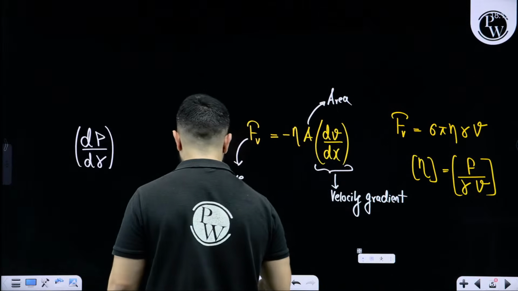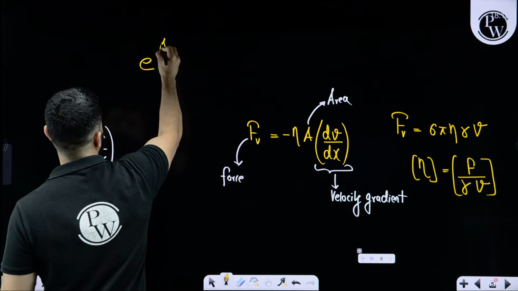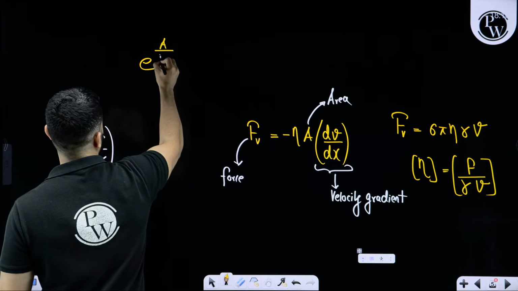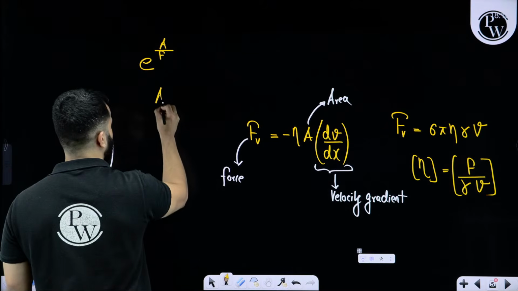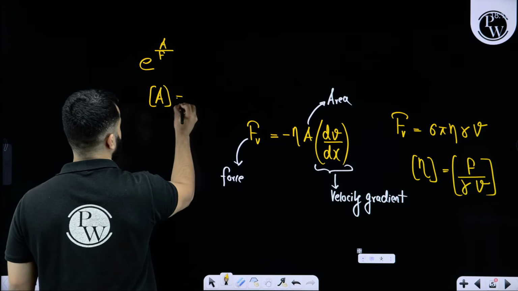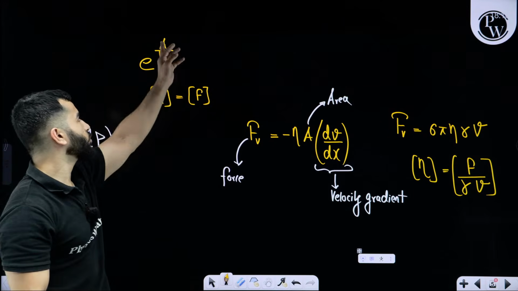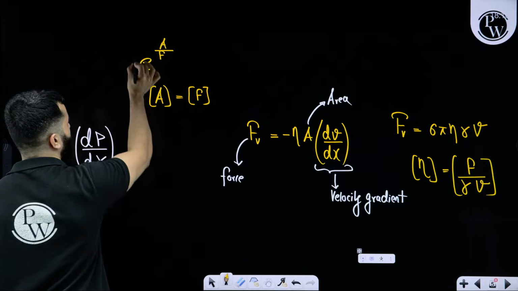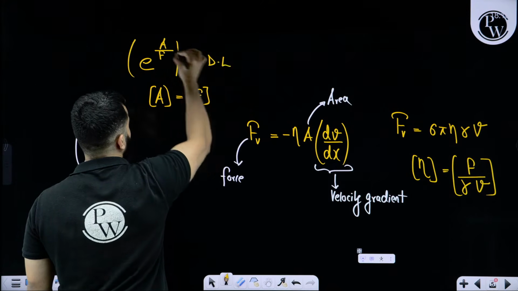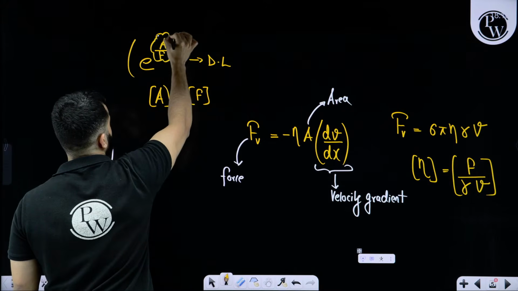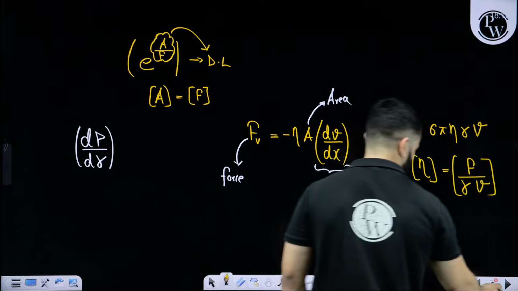Let me again explain this to you. Let's suppose someone writes e raised to the power a divided by F, and F is, let's suppose, force. So this means that a will also have the same dimensions as F. Whatever F is, if F is force, a will also have the dimensions of force, because this whole thing should be dimensionless. Clear? We are going to use it now.